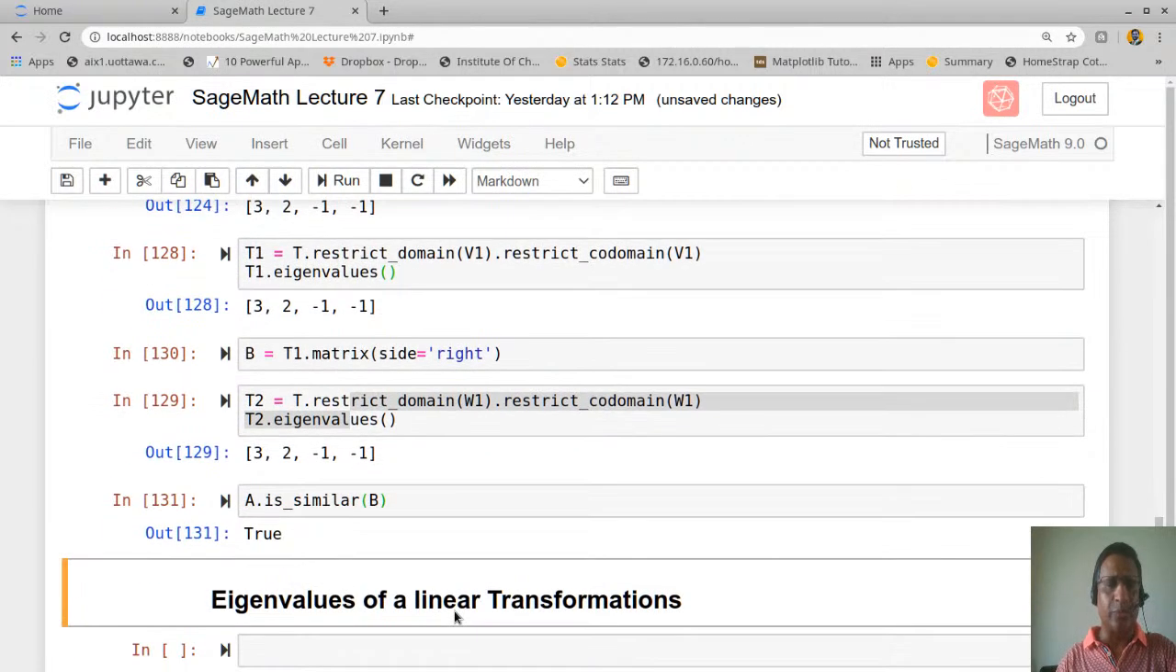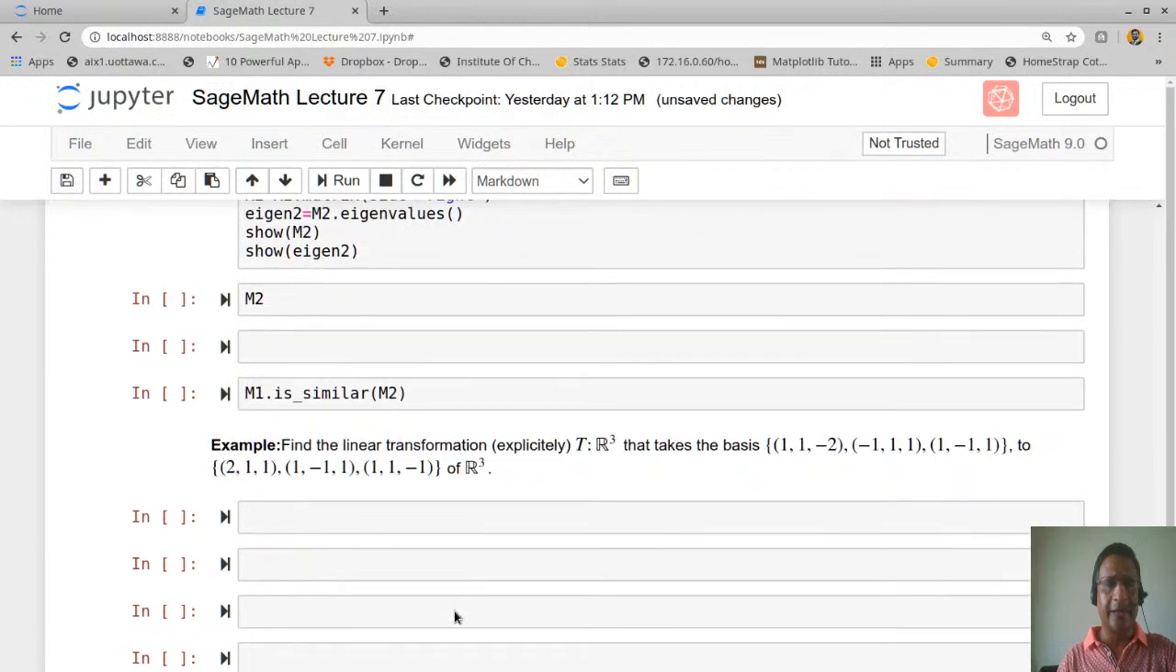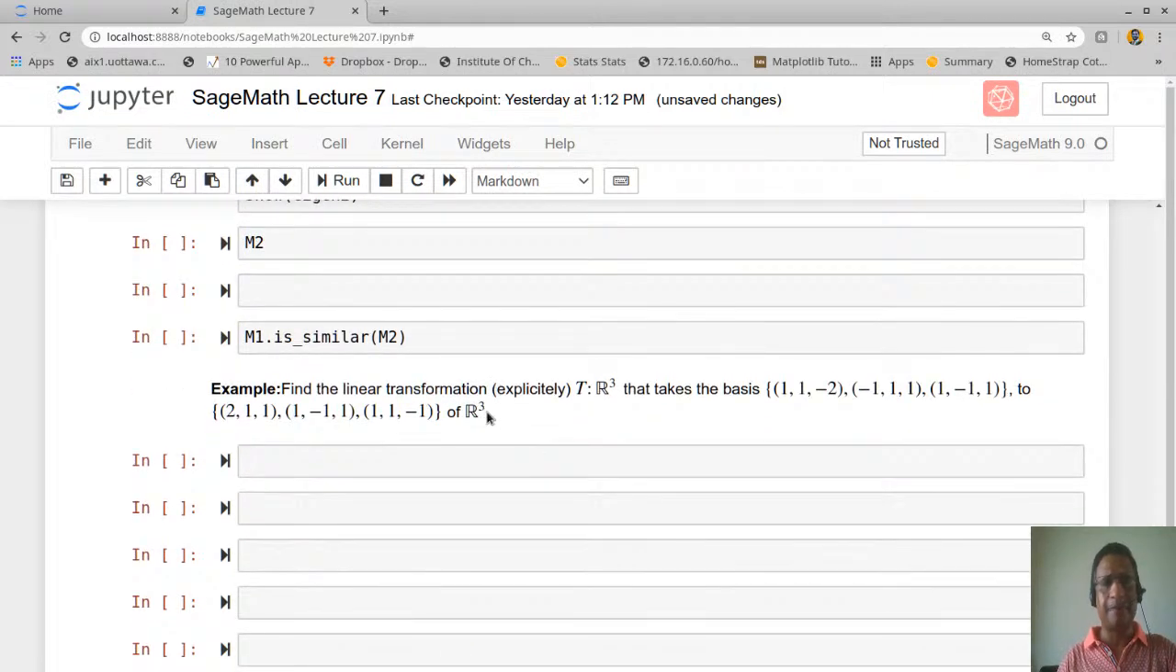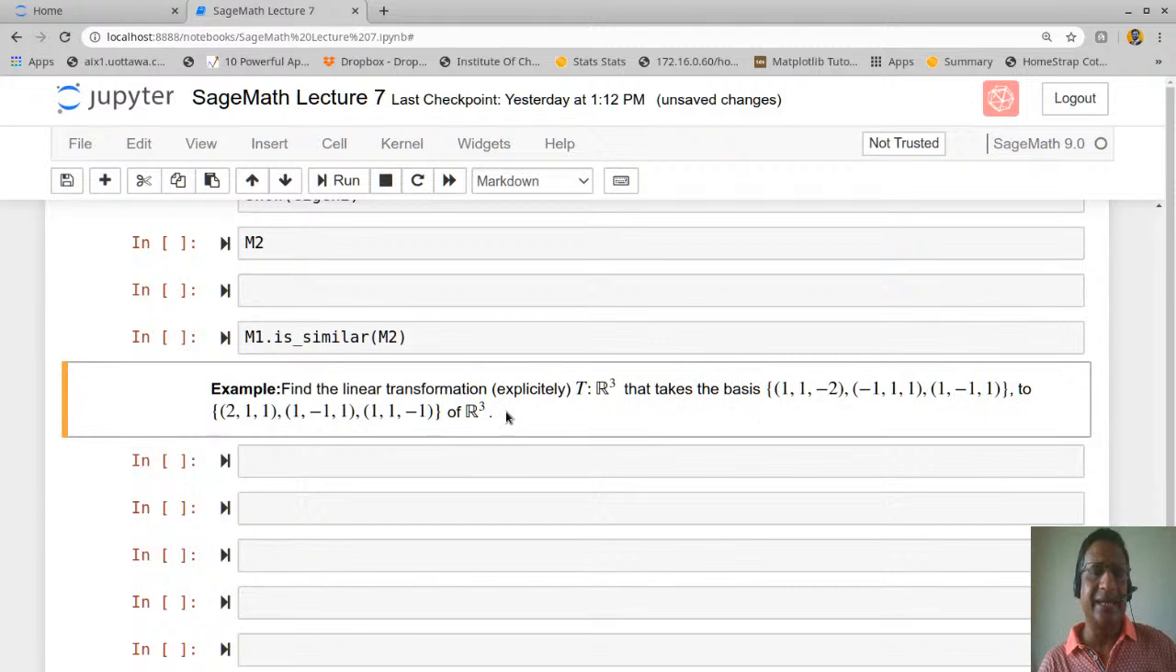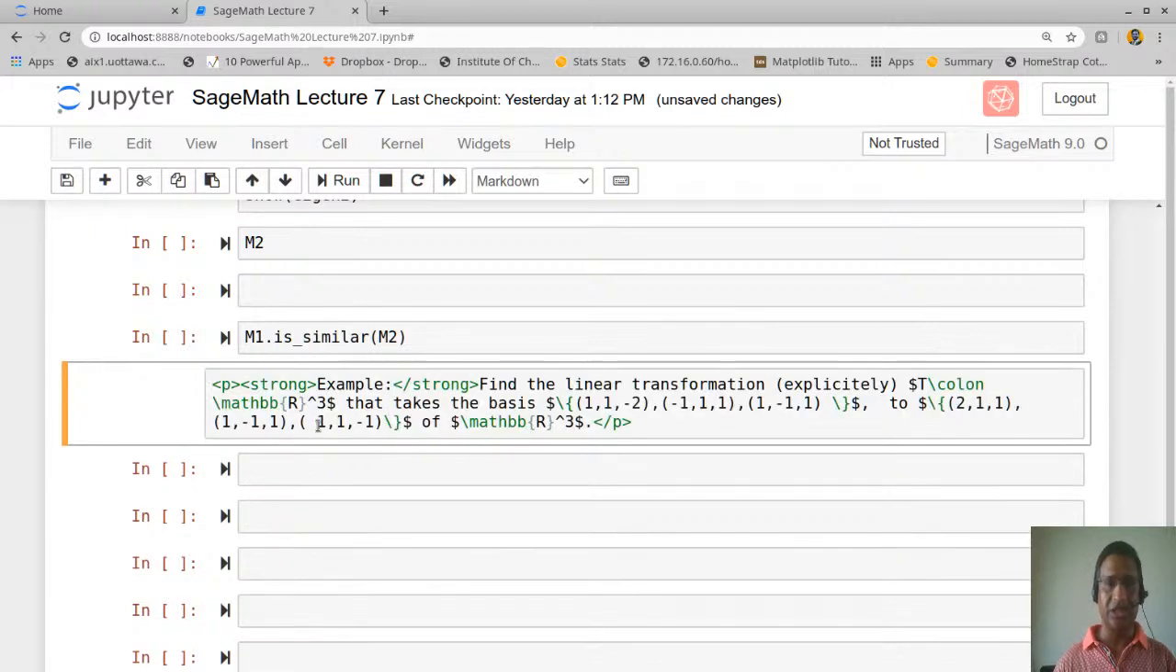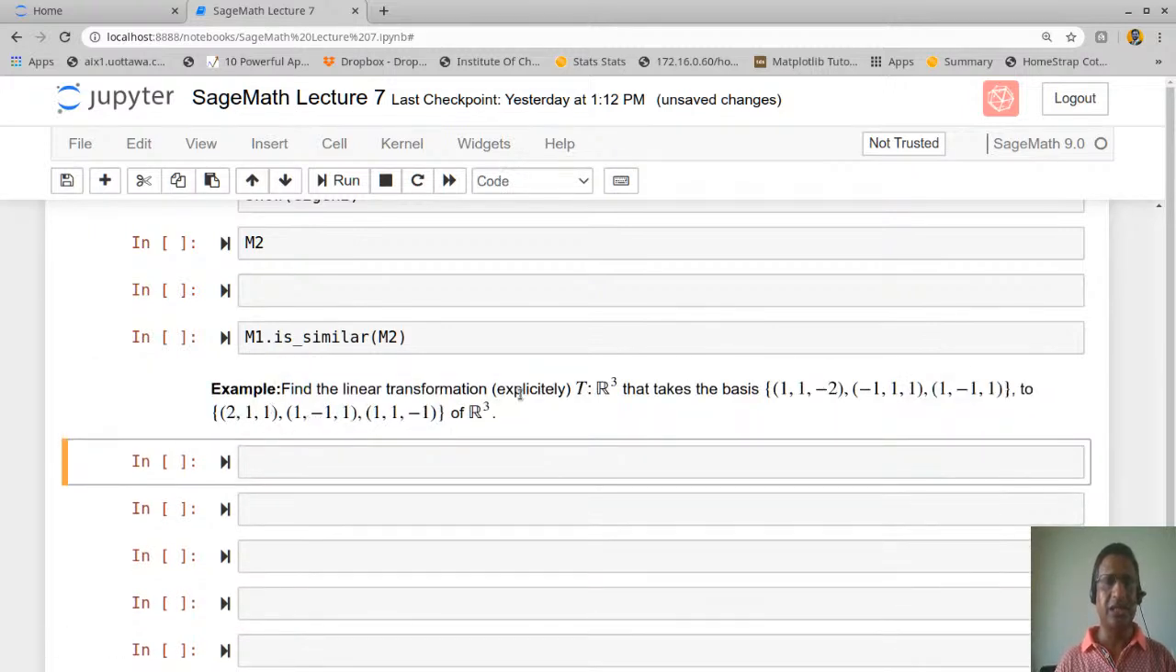Let me just do one more problem. This we have already done. Let us say we are given a linear transformation T from R3 to R3, which takes this basis (1, -1, -1), (1, 1, 1), (-1, 1) to a vector (2, 1, 1). So this is the first element of the basis. That image is the first element here, and the image of this is the second element here. The image of the third one is the third element here.